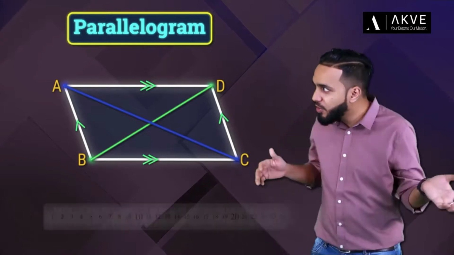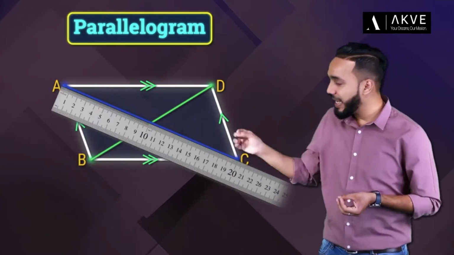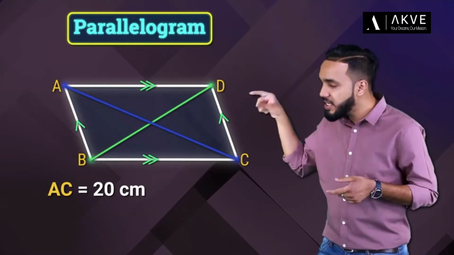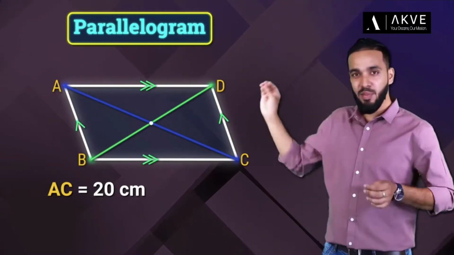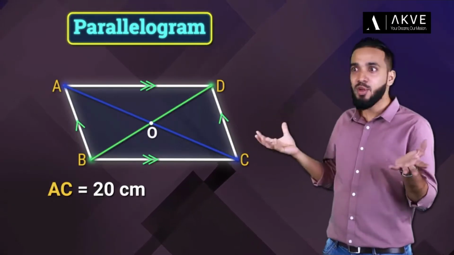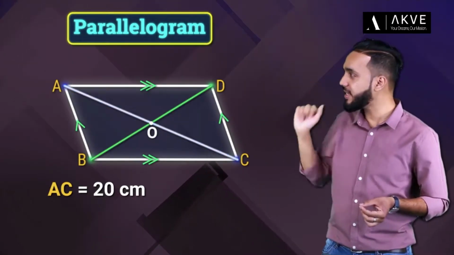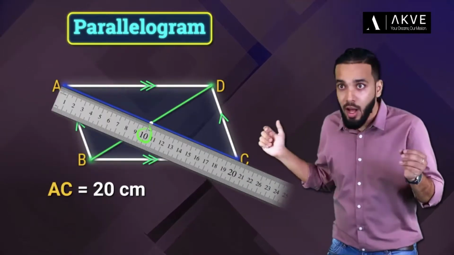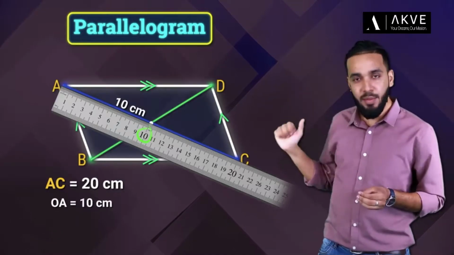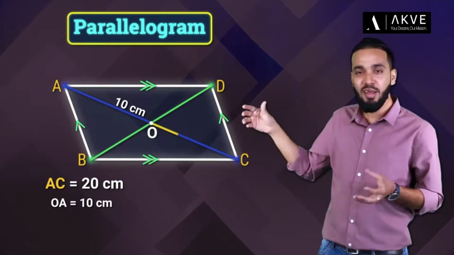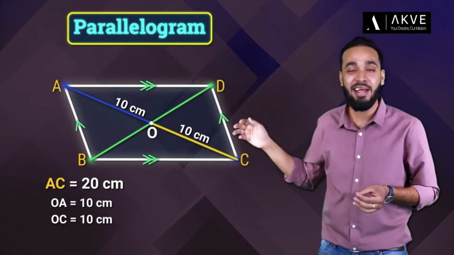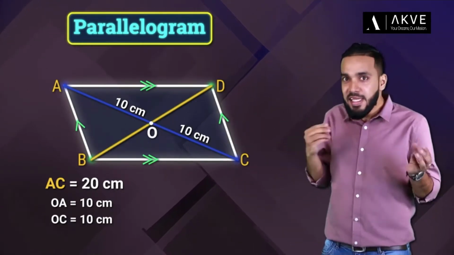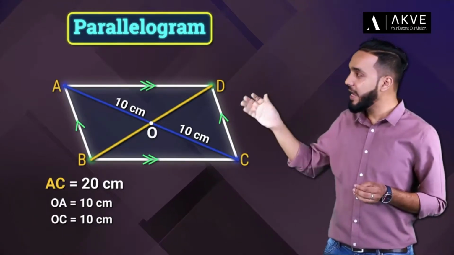So, on measuring with a ruler, we see that AC is 20 centimeters long. Funny how this point where the two diagonals meet, say O, seems to be the midpoint of this diagonal AC. So let's just use the ruler to confirm. Voila! OA actually measures 10 centimeters. This means that OC will also measure 10 centimeters. They really are equal. Diagonal BD seems to be bisecting diagonal AC.